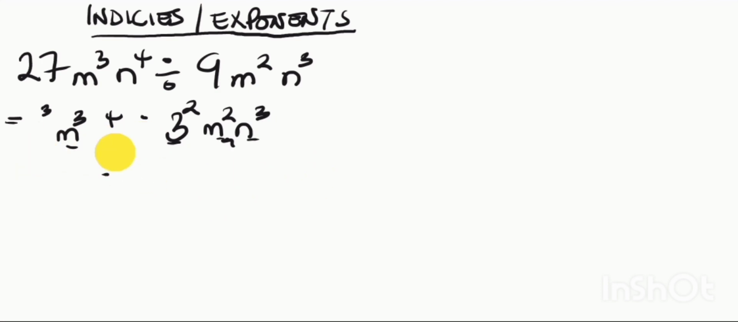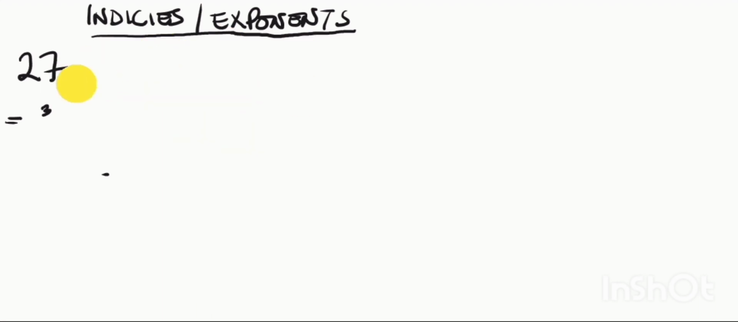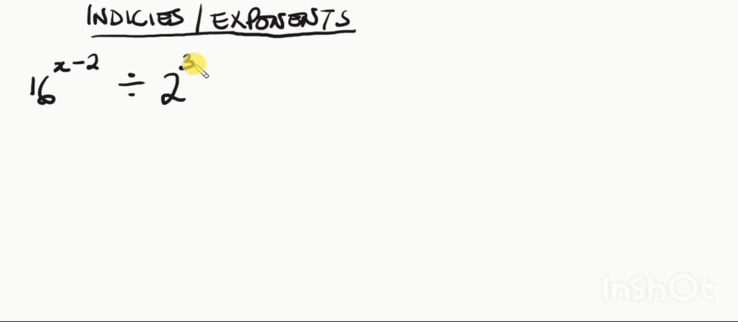So let's make space there so we can solve another problem. I want us to look at a problem where we have the index as the exponent. So we're going to solve a very simple one. Let's say we have 16 raised to the power x minus 2 divided by 2 raised to the power 3x plus 1. So how do we solve this now?